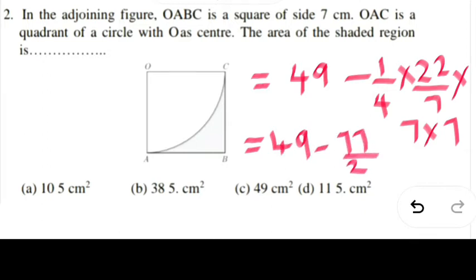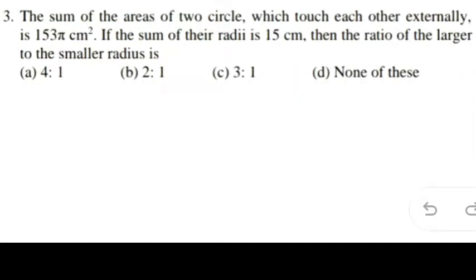77 by 2 is 38.5. So, what is the final answer? 49 minus 38.5 is equal to 10.5. So, option A is the correct answer, 10.5.